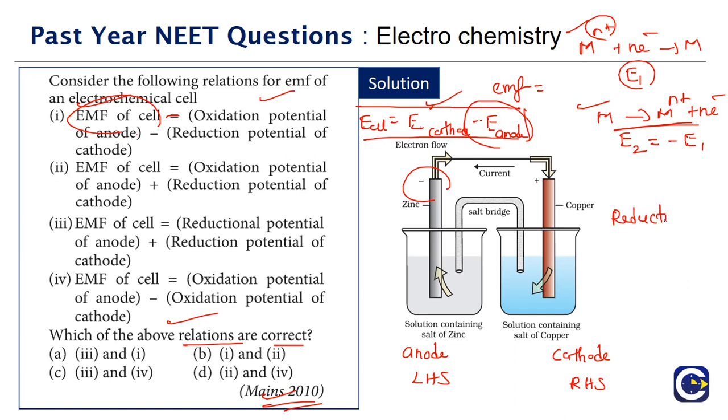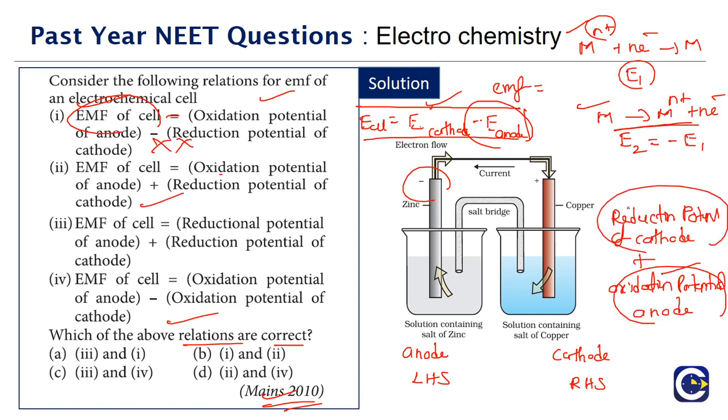The reduction potential of the cathode plus oxidation potential of the anode. Option 1 is saying oxidation potential of anode minus reduction potential of cathode. This is not correct. Then option 2 is saying what? Oxidation potential of anode plus reduction potential of cathode. This is correct. Oxidation potential of anode plus reduction potential of cathode.